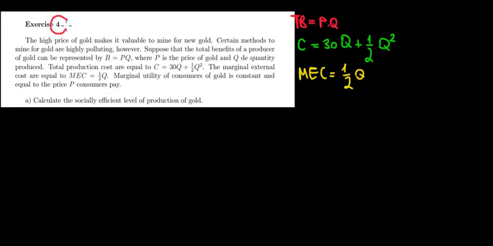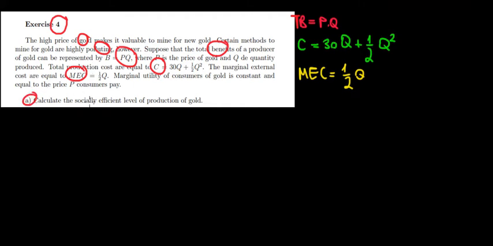Let's work on question 4 here. So we have gold, but mining gold is polluting. Now we have the total benefits of the producer of gold, which is given by this function, price times quantity. Basically, that's the revenue he gets from selling the gold. There are total production cost, and there's also a marginal external cost.